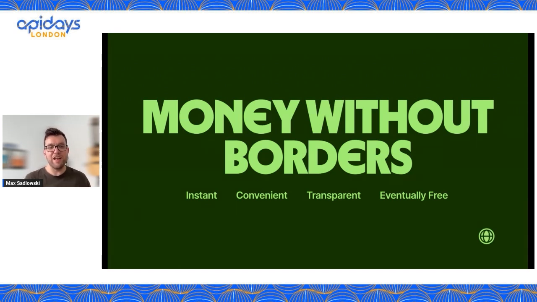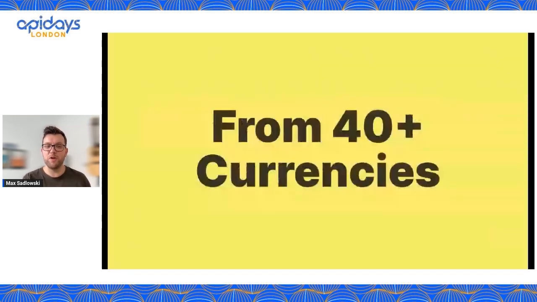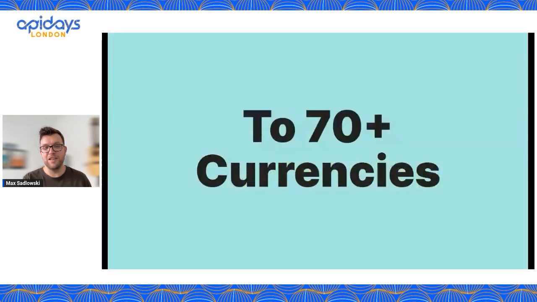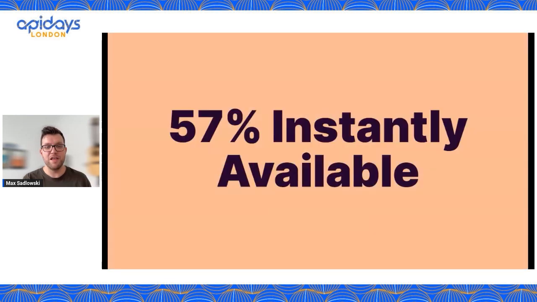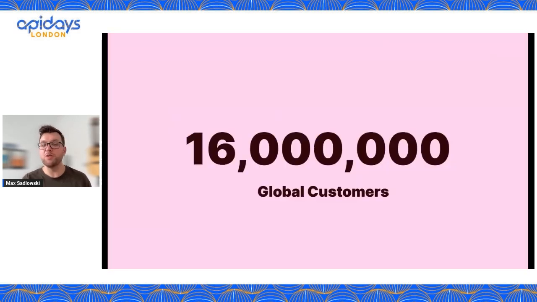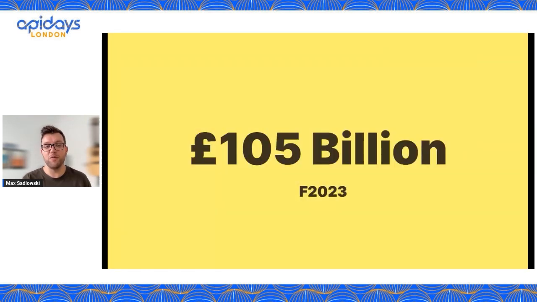For anyone here that has sent money across a border, whether it's sending money back home or simply just going on a holiday, you know that it can often be none of those things. So what makes Wise better? Well, Wise takes 40 different currencies in. We exchange and move those funds to 70 plus different currencies. And then we make those instantly available to people 57% of the time. I think that's really cool. And so do our customers. We have 16 million of them around the world. Last year, they used Wise to send 105 billion pounds.